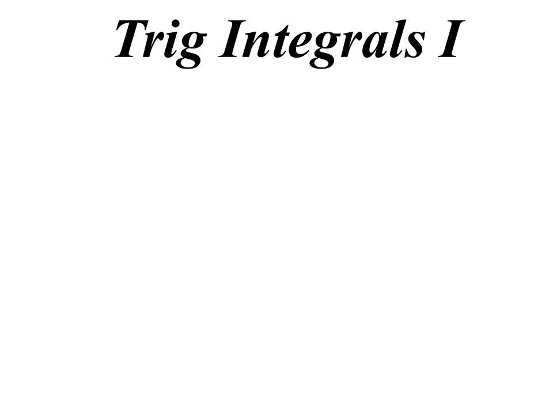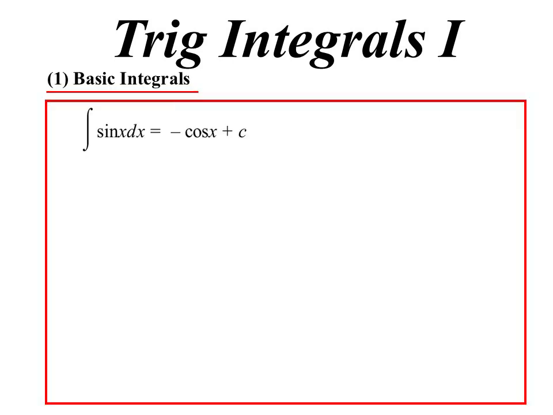Let's now take a look at trig integrals. So all the different sorts of trig integrals we've seen so far. So the basic ones, we know that when we integrate sine we get minus cos. When we integrate cos we get sine. Sec squared goes to tan x. So they were the three basic ones.